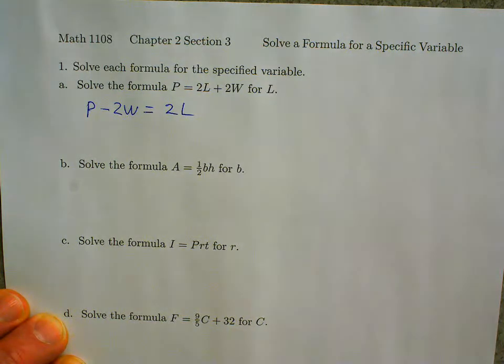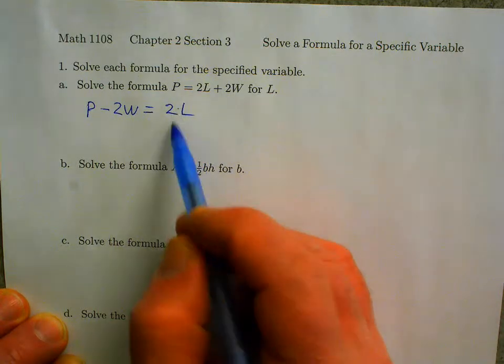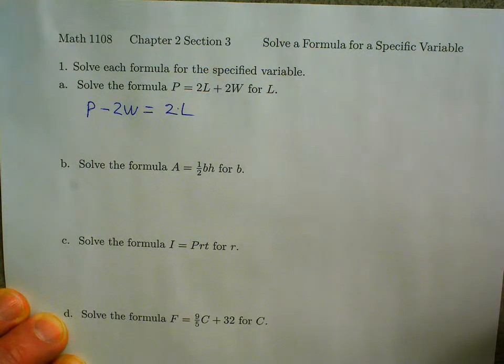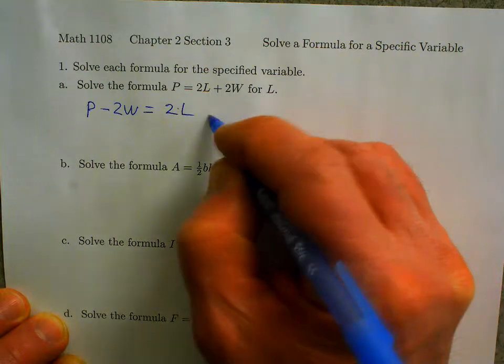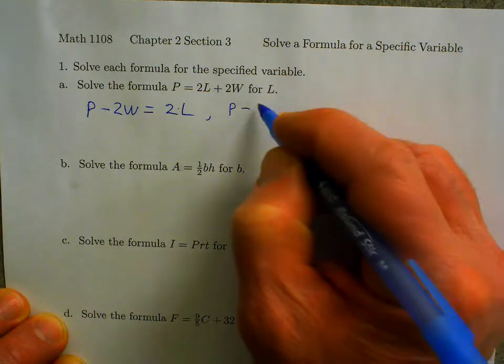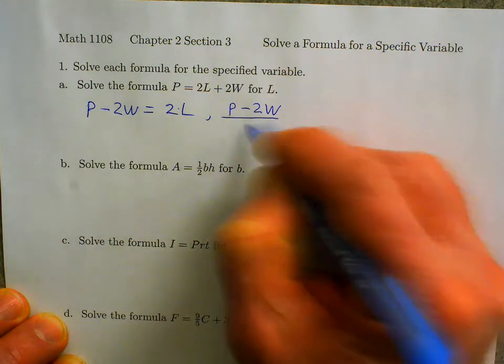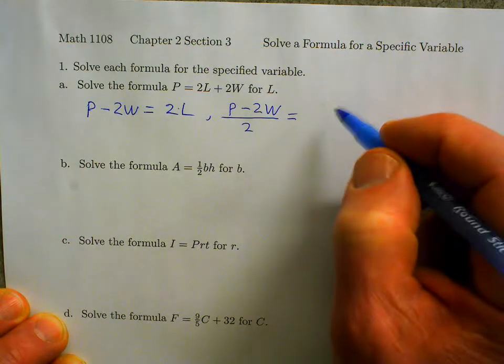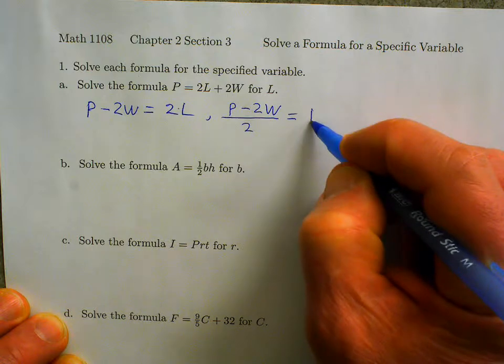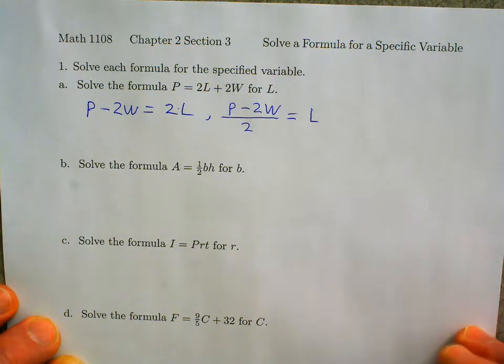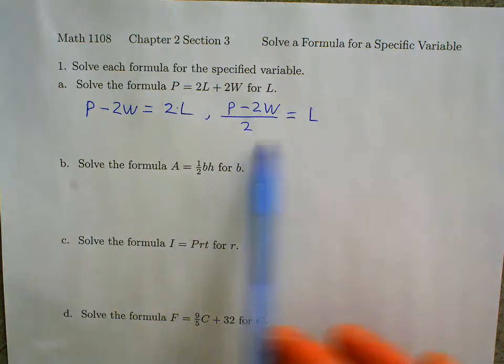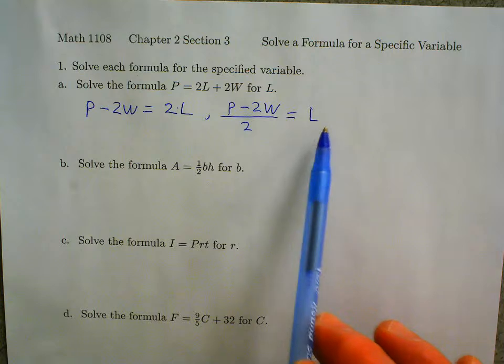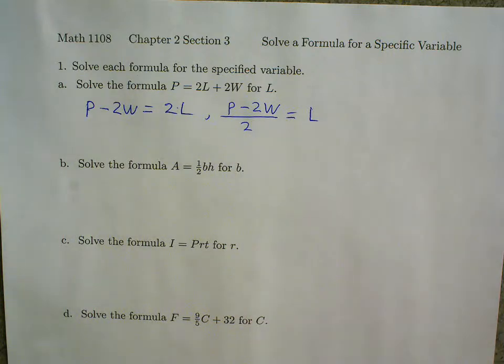And then the next step, since we want to solve for L, 2 is the coefficient of L right now. So now we just divide every term on both sides by 2. We can divide the entire quantity, P minus 2W, by 2. And then 2L divided by 2 is just L. So this is a perfectly fine way to write the solution for L in terms of the other variables W and P.